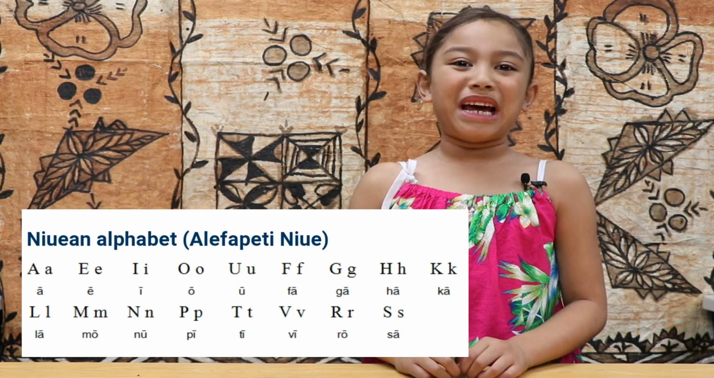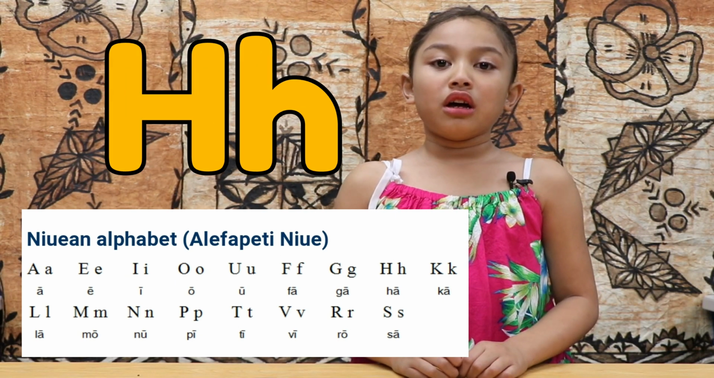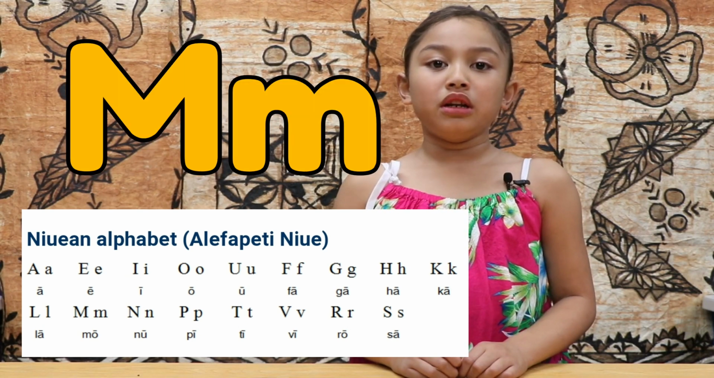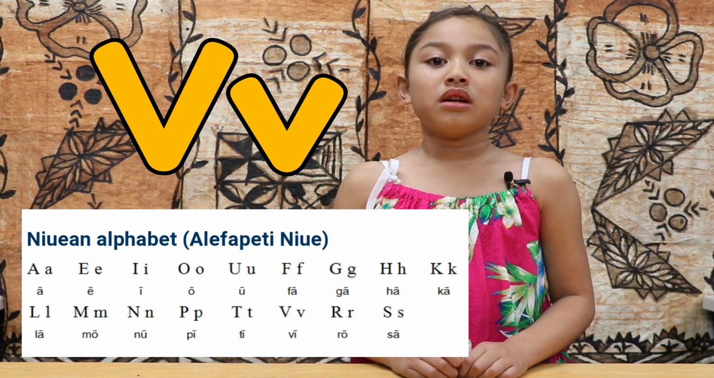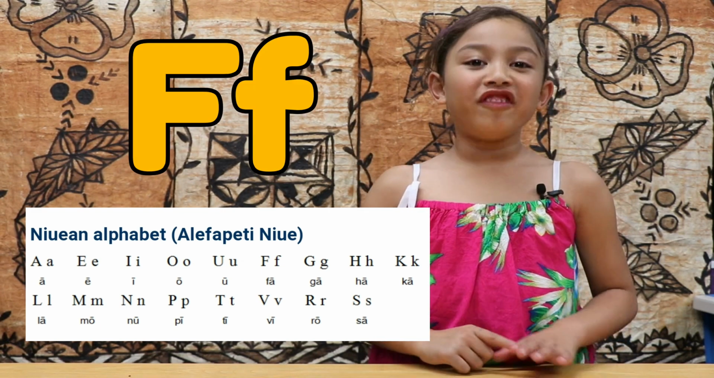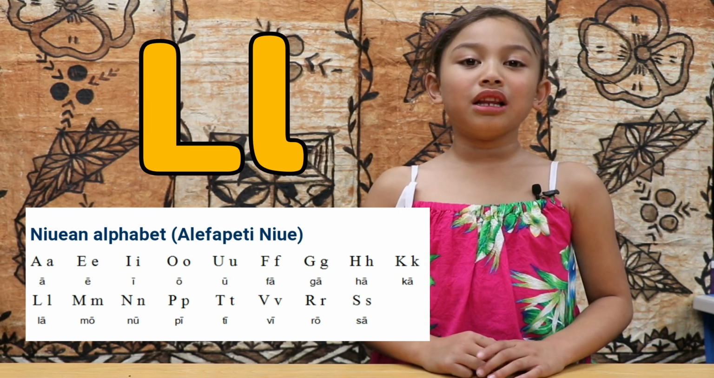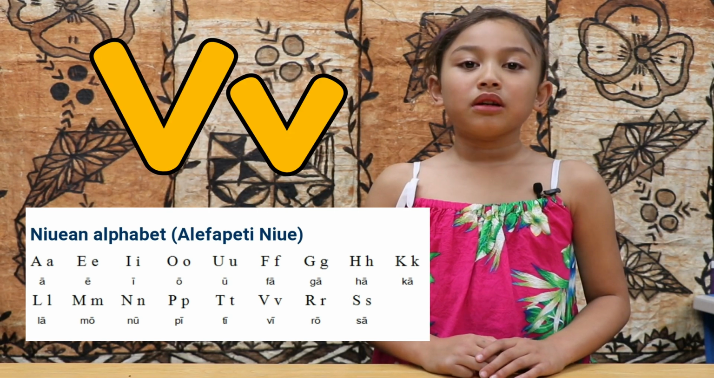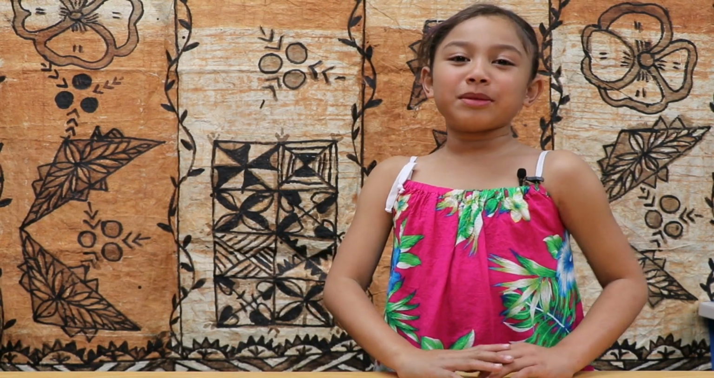And the rest of the Niuean alphabet. F, Ng, H, K, L, M, N, P, T, V, S. Liu Fuki. One more time. Ng, H, K, L, M, N, P, T, V, S. Mitaki lahi.